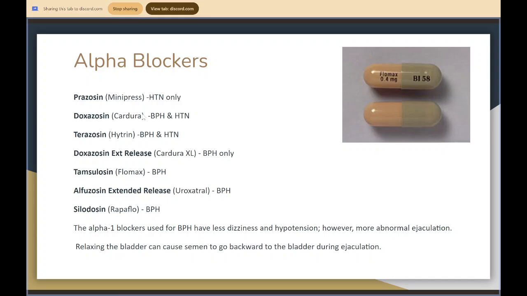The alpha 1 blockers used for BPH have less dizziness and hypotension. However, there are more incidences of abnormal ejaculation. Relaxing the bladder can cause semen to go backwards into the bladder during ejaculation. This is known as retrograde ejaculation.